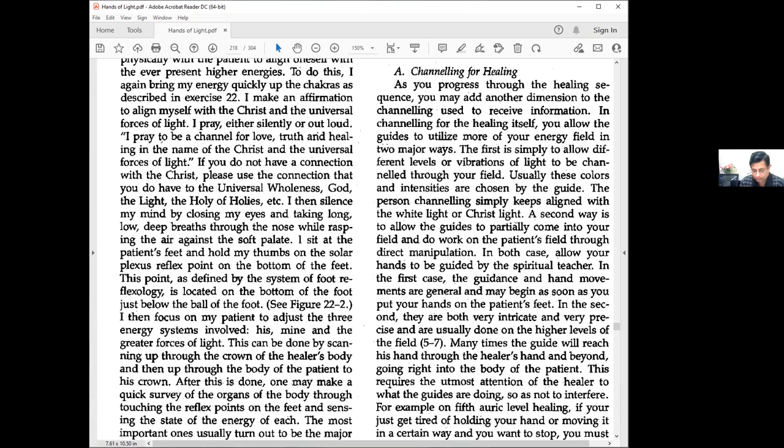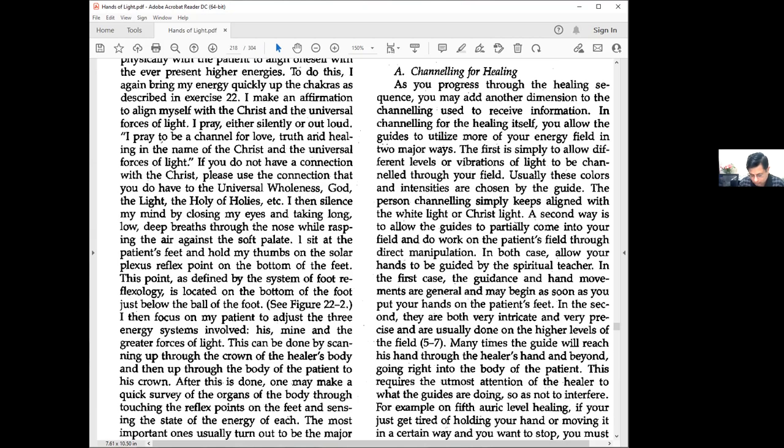A, channeling for healing. As you progress through the healing sequence, you may add another dimension to the channeling used to receive information. In channeling for the healing itself, you allow the guides to utilize more of your energy field in two major ways. The first is simply to allow different levels or vibrations of light to be channeled through your field. Usually, these colors and intensities are chosen by the guide. The person channeling simply keeps aligned with the white light or Christ light.